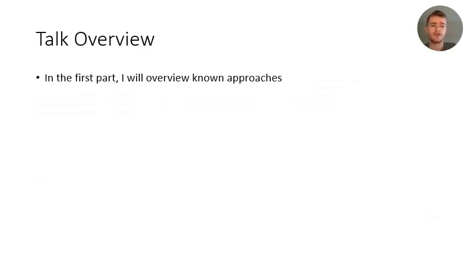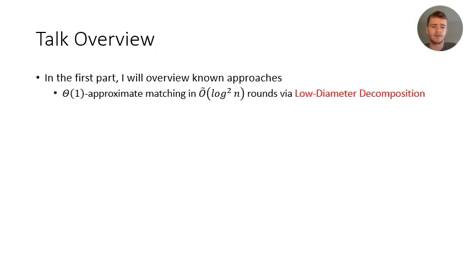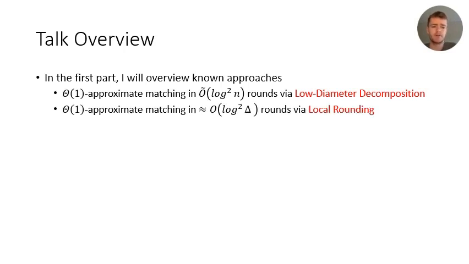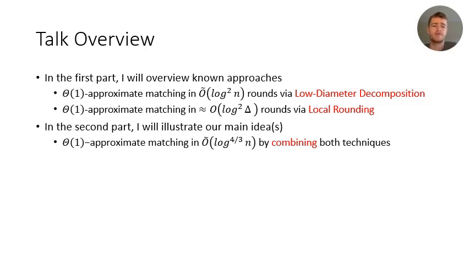Okay, let me give a brief overview. In the first part of the talk, I will overview the two known approaches. This will lead to a constant approximate matching algorithm in roughly log square rounds by low diameter decomposition, and a constant approximate matching algorithm in roughly log square delta rounds via local rounding. In the second part, I will then show how we can combine both of these ideas to obtain an improved round complexity of log to the 4/3 of n.